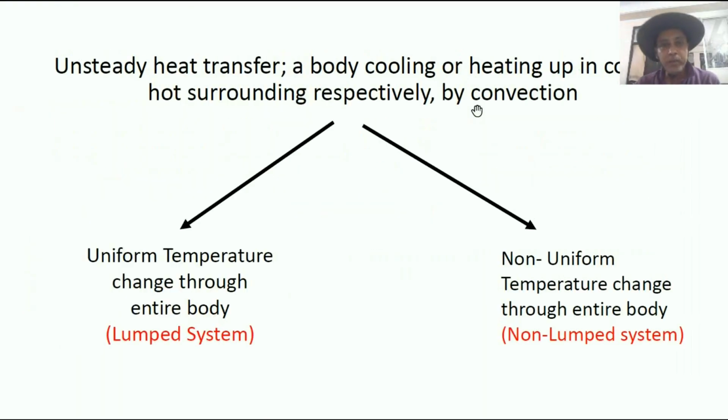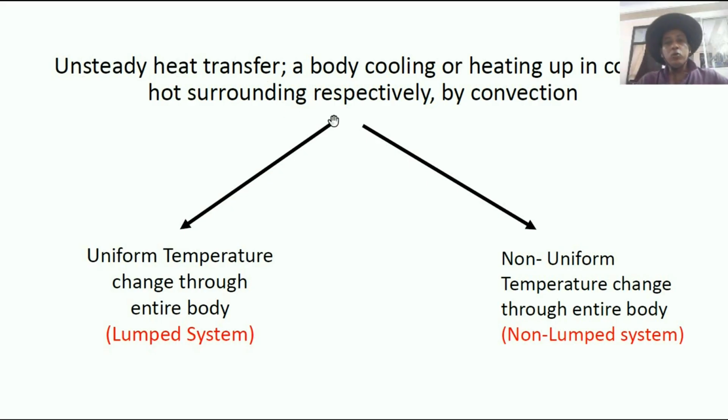Okay, coming to the topic, Heisler charts are connected to the concept of unsteady state heat transfer. What is unsteady state heat transfer? It is the case of heat transfer in which either a body cools in a cold atmosphere or heats up in a hot atmosphere. For example, if you keep a cup of hot tea in open surroundings, slowly it loses heat, so the temperature changes with respect to time. When the heat transfer of a body is of such kind that temperature changes with respect to time, it is called unsteady state heat transfer.